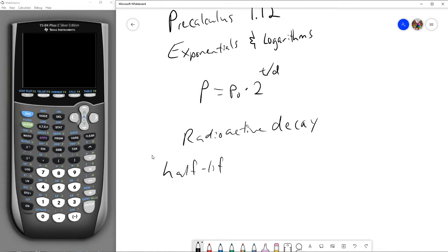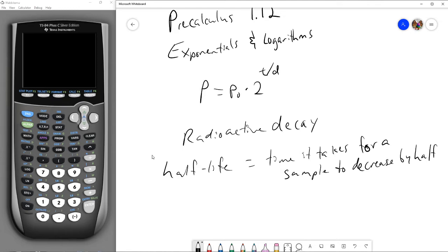So half-life is the time it takes for a sample to be half of its original size. So we could say for a sample to decrease by half. So then we're going to denote this with an h. Okay, so we'll just say this will equal h.